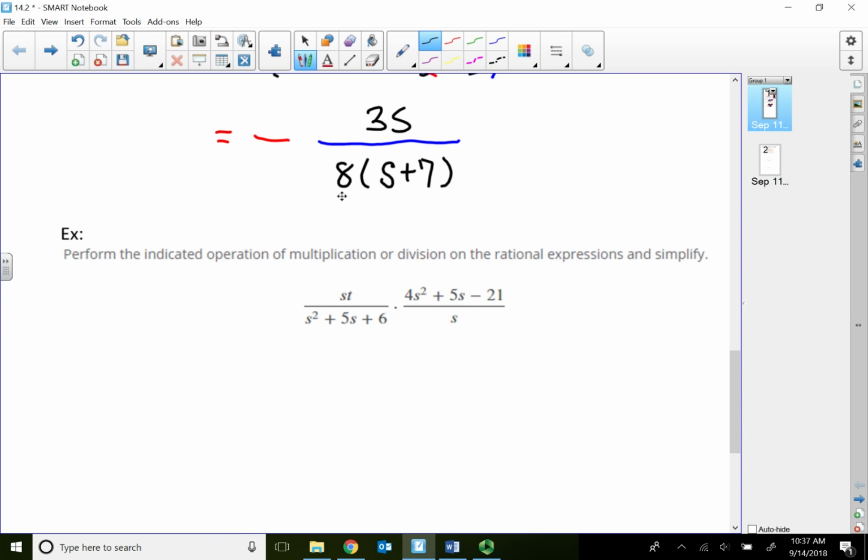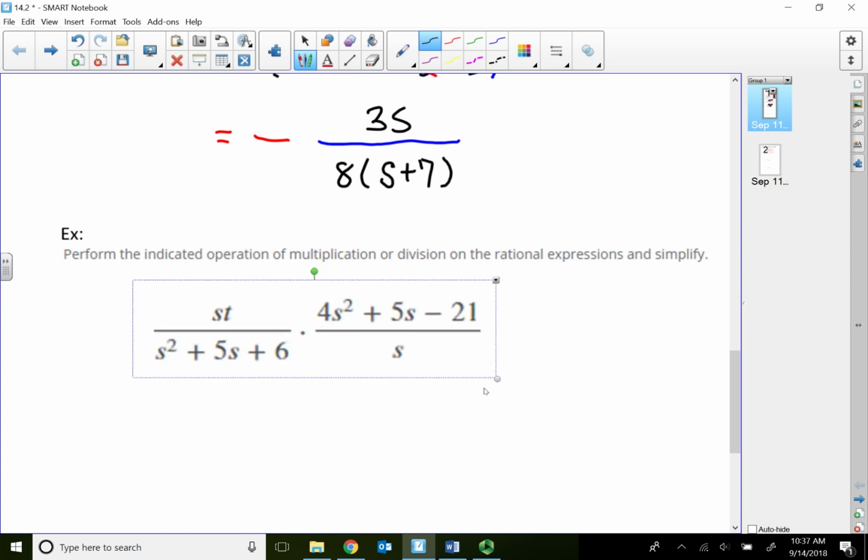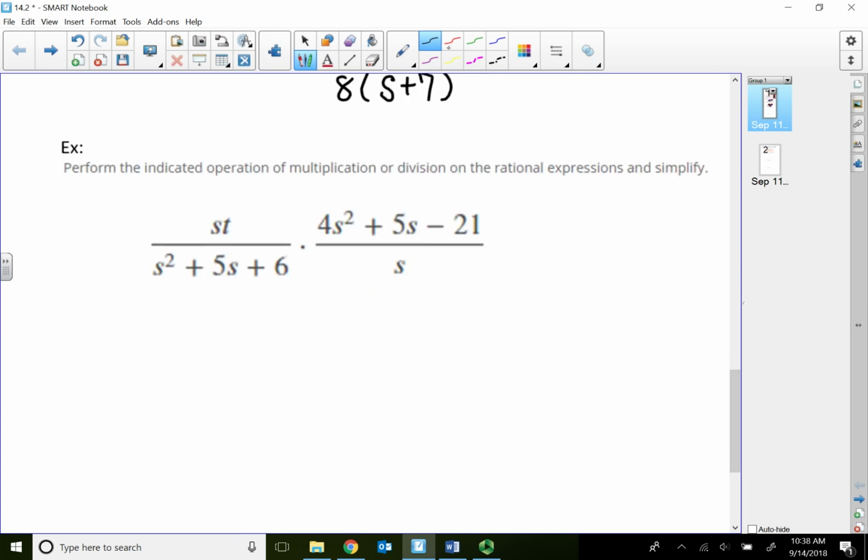All right, let's factor this, okay? St, s times t is already one term, so I don't have to factor that. S is just one term, can't factor that. So the other ones are what I need to factor out. So let's check it out. S times t over, all right, there should be an s down here.